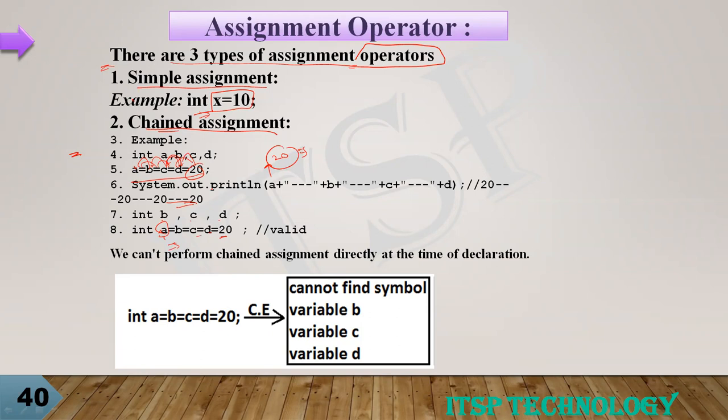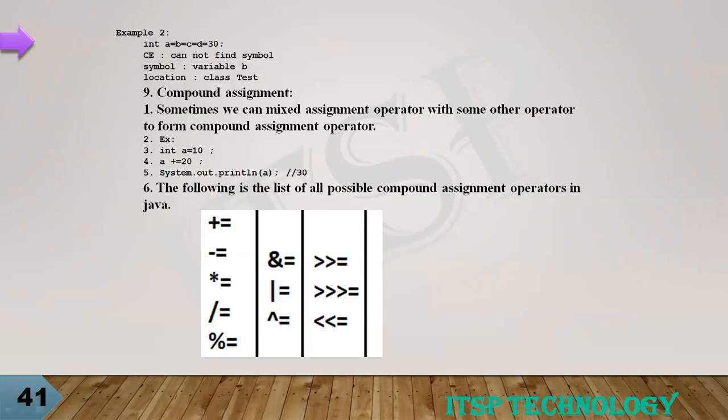Here you can see chained assignment. We can't perform chained assignment directly at the time of declaration. This is the note point. If you are performing any chained assignment, you should first declare the variables, and after that you can perform the chained assignment. Perfect. So now next is example two.